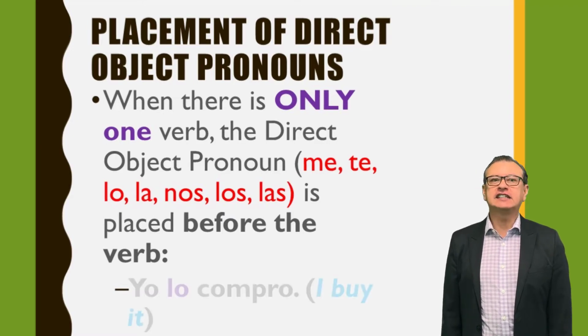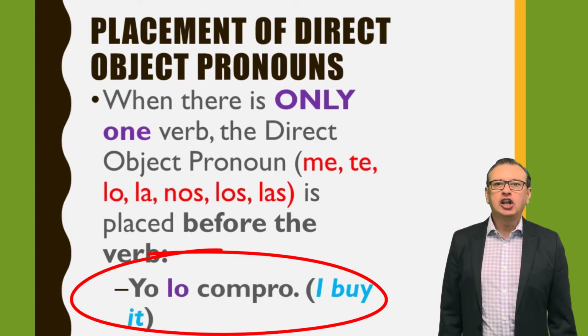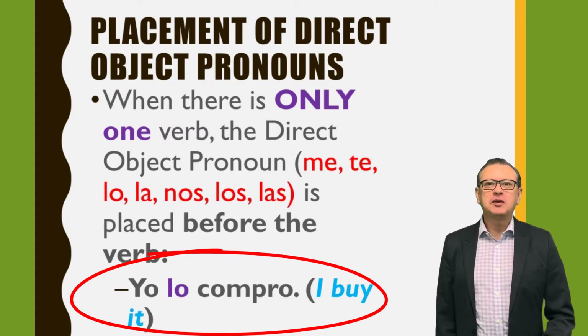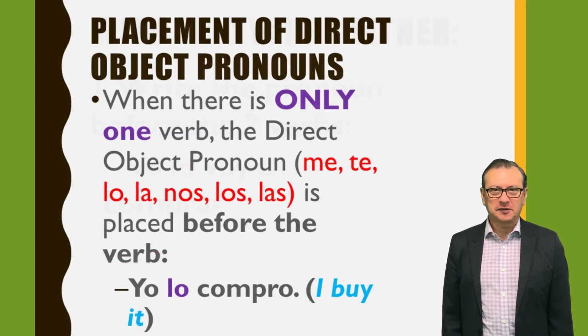Take a look at this sentence. I buy it. Lo compro. In English, you will place the direct object pronoun at the very end of the sentence, right? I buy it. But in Spanish, we place it right before the verb.